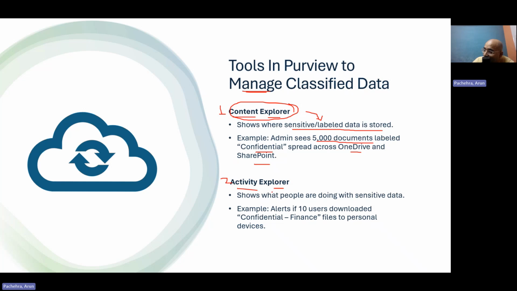And Activity Explorer will let you know the activity on this sensitive data. So it shows what people are doing with sensitive data. Who is doing what. Doing is the activity, right? So this is Activity Explorer. So it alerts, for example, if 10 users download confidential finance files to personal devices, which is not supposed to happen, or change the tag from confidential to public maybe, right? So these are the tools which will help us manage the classification of data. And where is the classification of data happening? In the data classification step in the previous slide that we talked about. Here the classification is happening, here we are managing it.